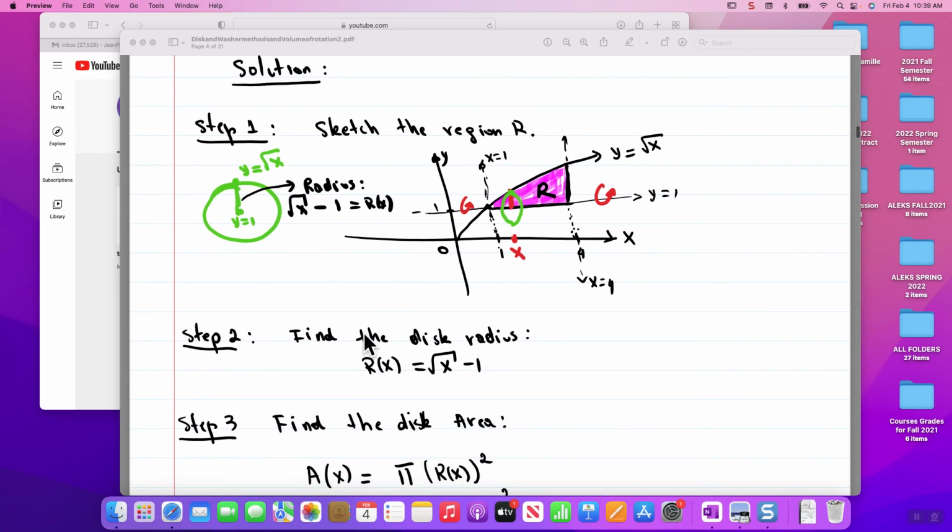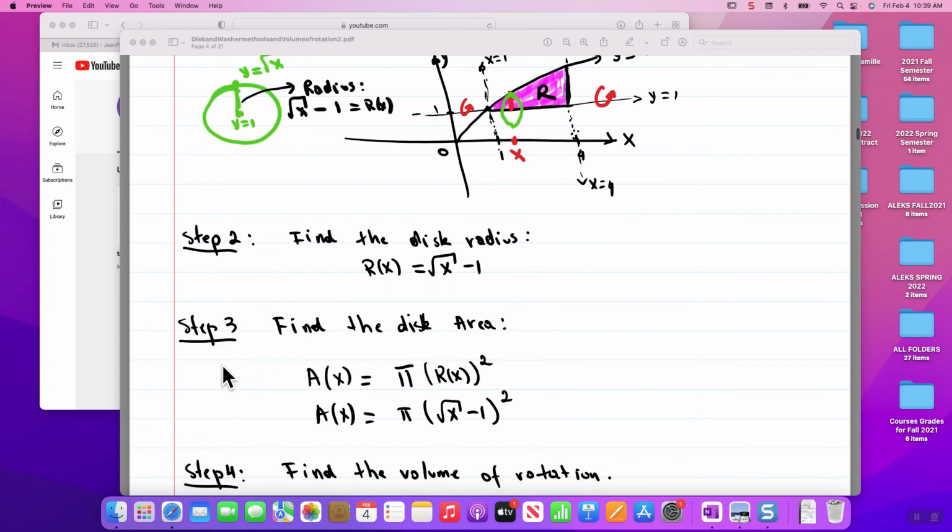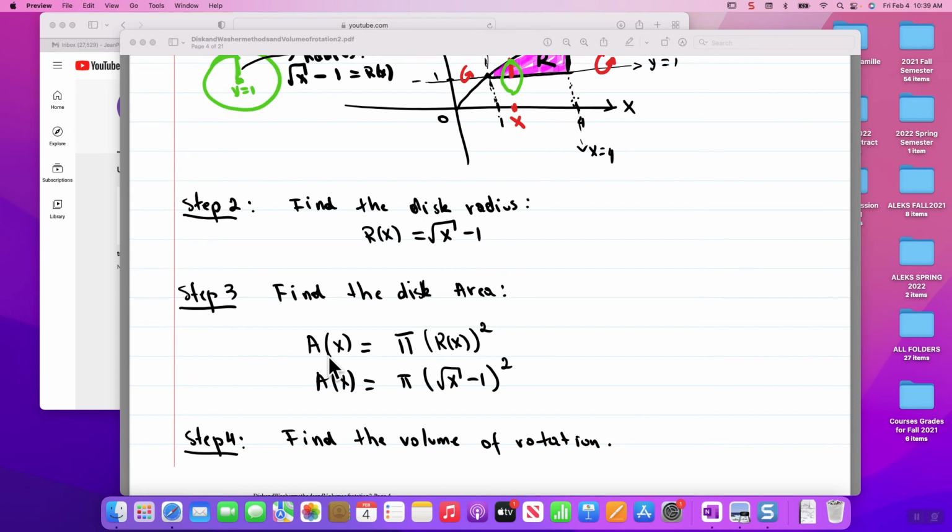After you get the radius, then you just follow the routine. You have a step 2. Write down the radius, r of x equals square root of x minus 1. Step 3, find the area of the disk. You call it A of x. The area in general of a disk is pi times the radius squared. Since r of x is the square root of x minus 1, you can just plug in square root of x minus 1 for r of x.